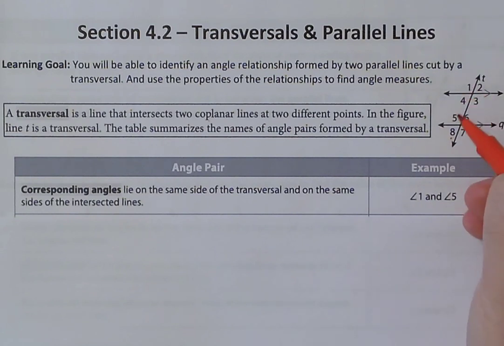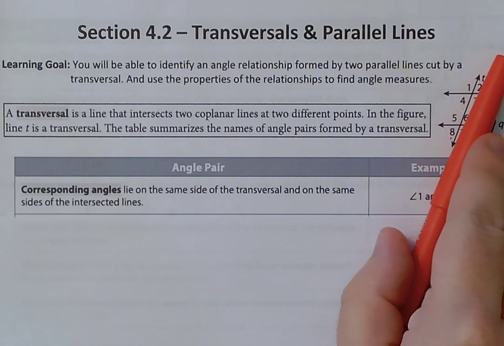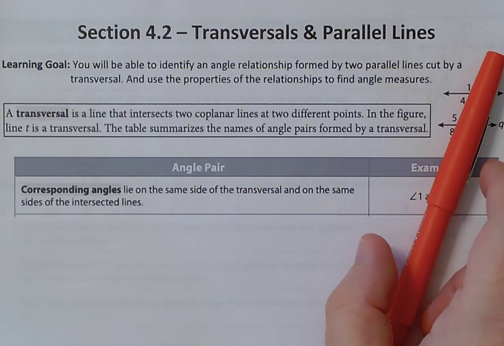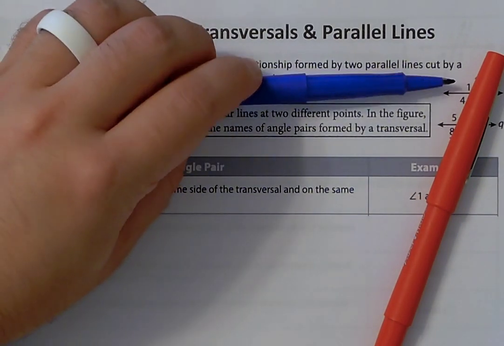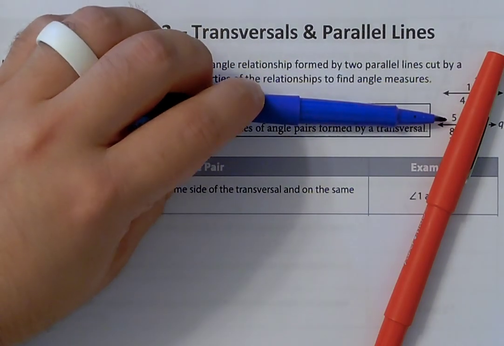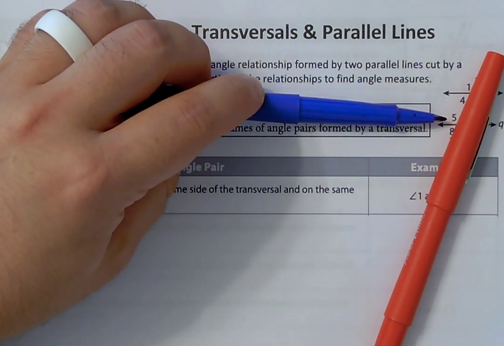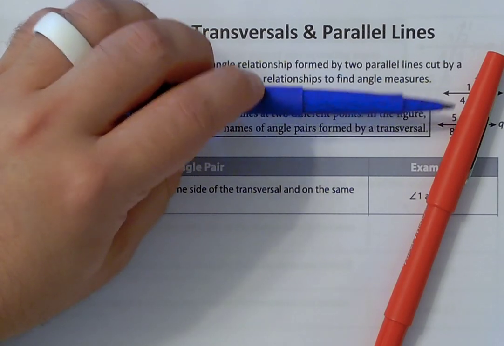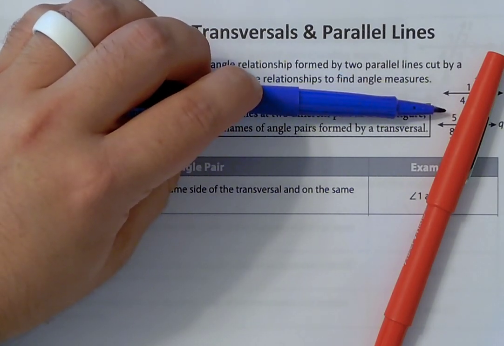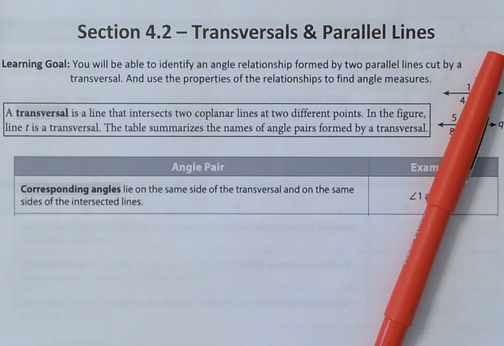So angles 1 and 5, they're on the same side of the transversal, so they're on the left side. And if you notice, in regards to angles 1 and 5, 1 and 5 are on the top part of their respective parallel lines. So, left side of the transversal on the top part of the parallel lines. So, that is corresponding angles. That is our first angle pair.